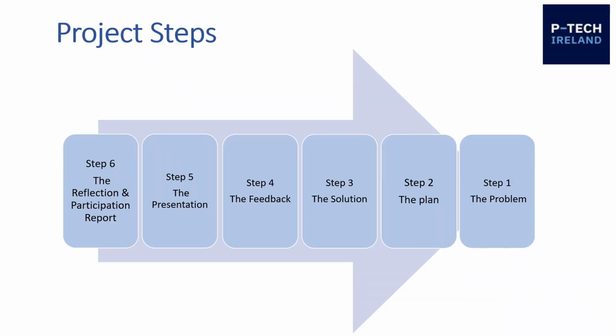What activities did you plan as you worked your way through the project? In step 3, you'll use this section of the project report template to describe the solution that you created to solve the problem that you identified in step 1. In step 4, you'll use this section of the report template to show how you got feedback on the solution that you designed and what you did with that feedback. In step 5, you'll show how you presented your solution.